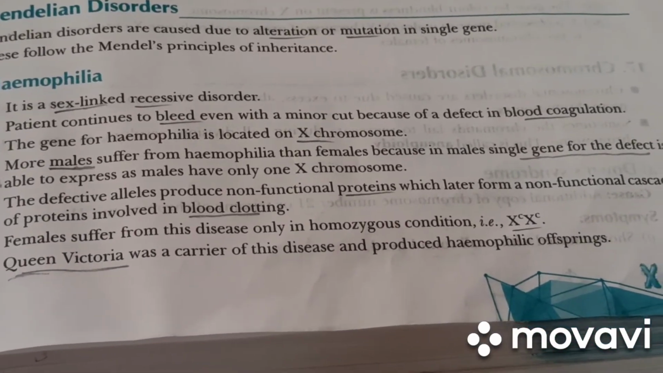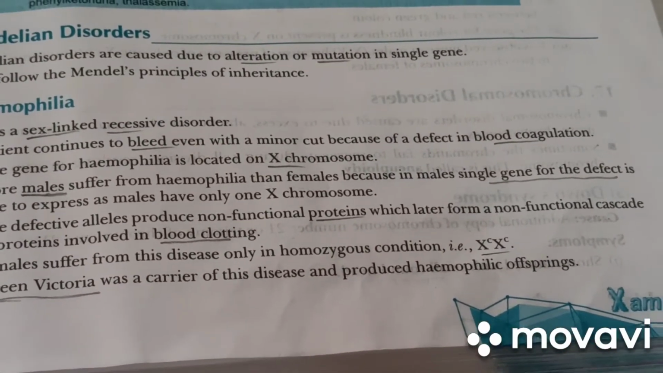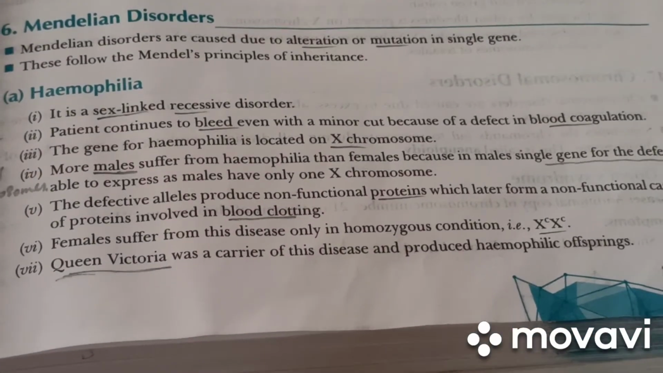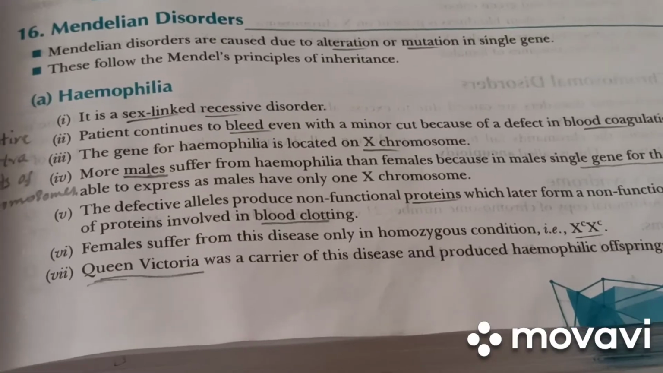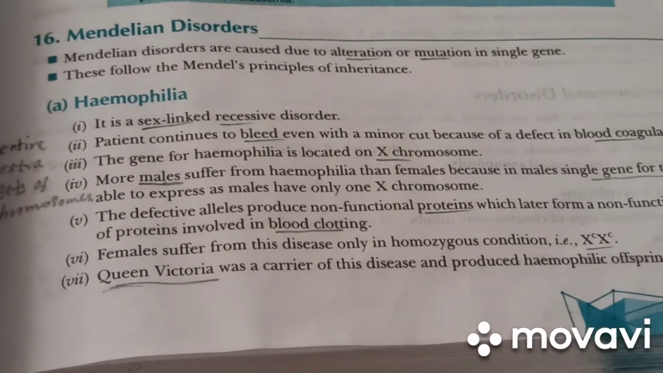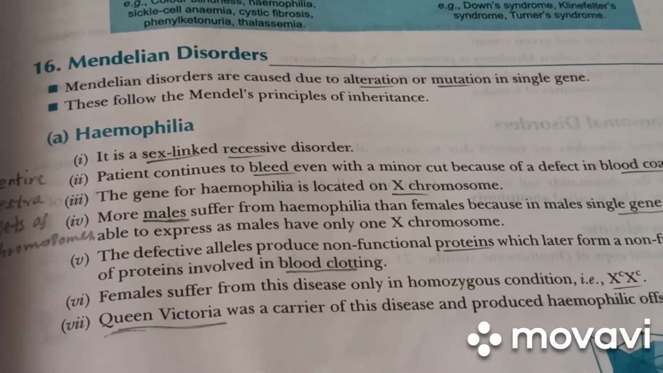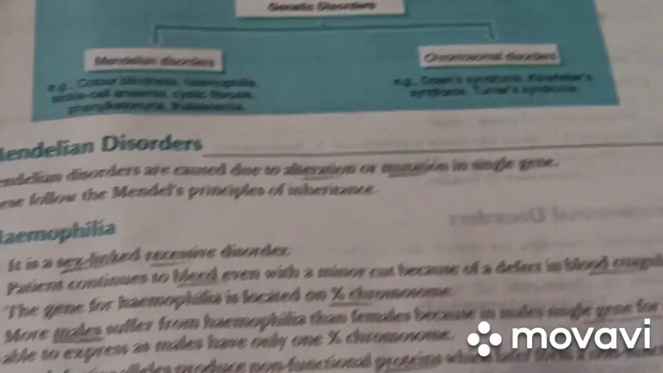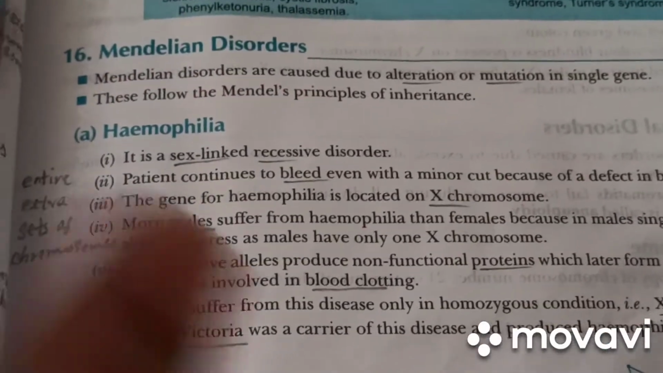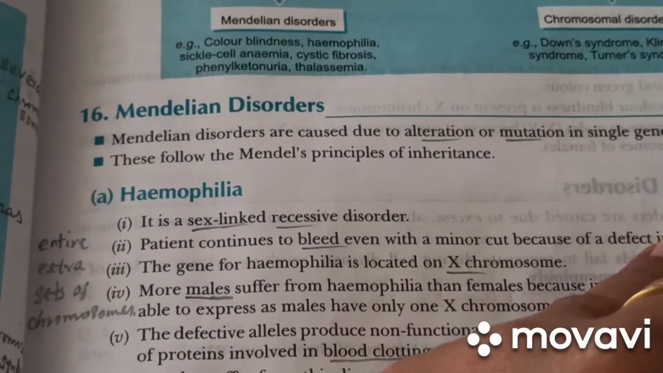Queen Victoria was a carrier of this disease and produced hemophilic offspring. You can see Queen Victoria. Because this family carries this sex-linked recessive disorder, many generations had the same disease. That is the Queen Victoria family hemophilia.